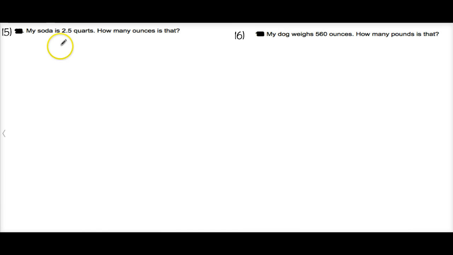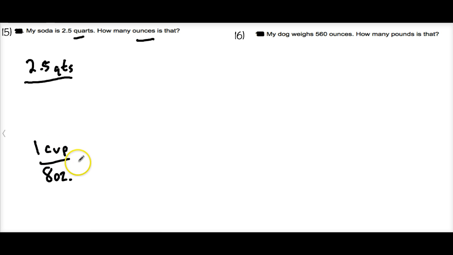Moving on. My soda is 2.5 quarts. How many ounces is that? Well, this is a multi-step problem as well because we don't know how many ounces are in quarts, but we do know that 2.5, so we need to figure out 2.5 quarts and how many ounces that is. But we know that 1 cup is equal to 8 ounces, okay? And we also know that 1 quart has 4 cups.